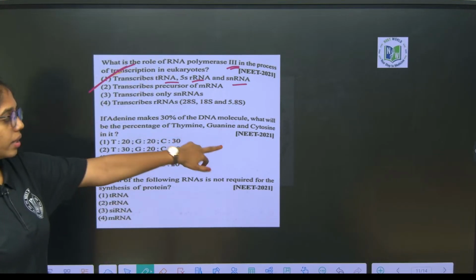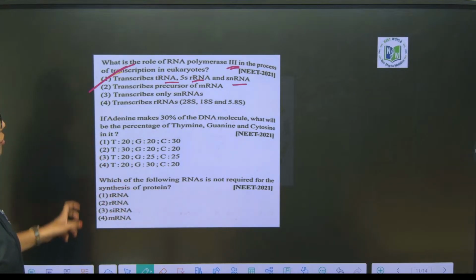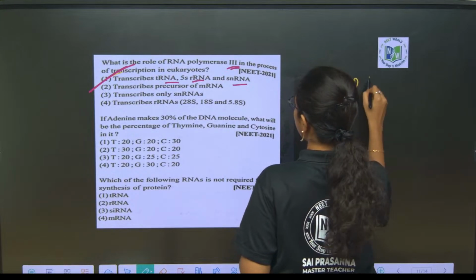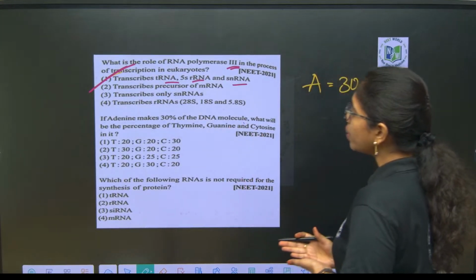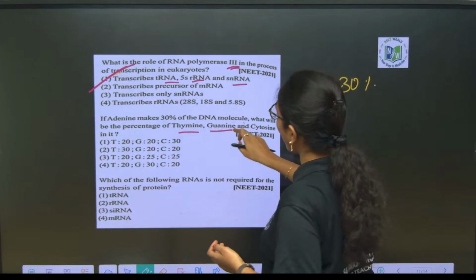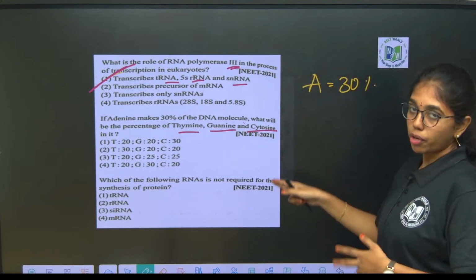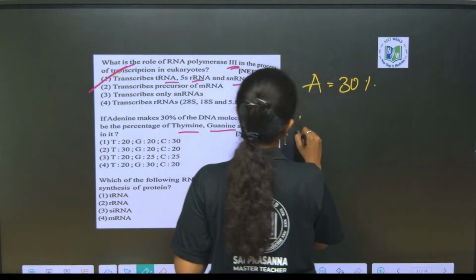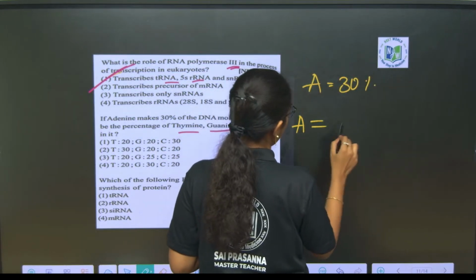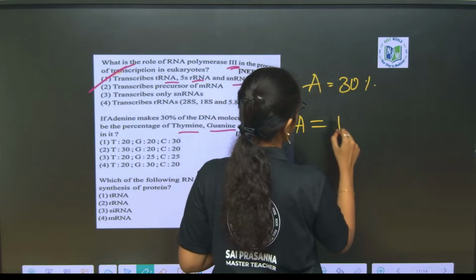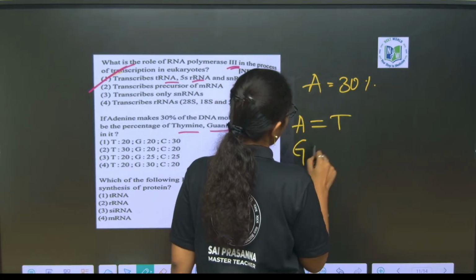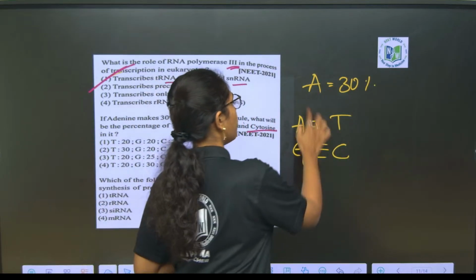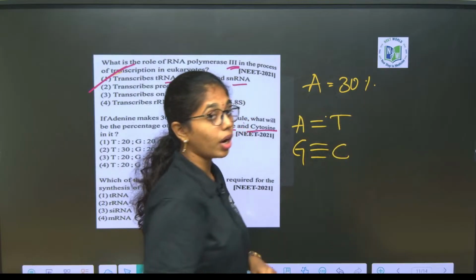And look at here, NEET 2021 question. If adenine has 30% of the DNA molecule, what will be the percentage of thymine, guanine and cytosine? Such types of questions are easily decoded by Chargaff's rule that number of purines are equal to number of pyrimidines, and adenine pairs with thymine by 2 hydrogen bonds, guanine pairs with cytosine by 3 hydrogen bonds. As such, number of purines will be equal to number of pyrimidines.